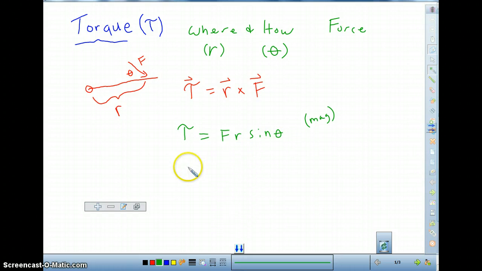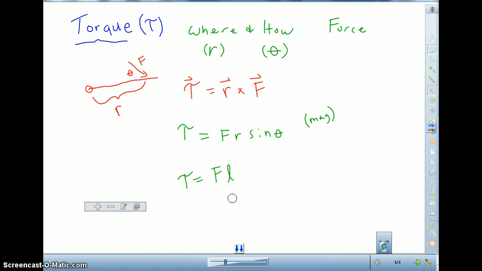There's another variation of this formula that says torque is equal to F times lever arm length L. I'm going to use a cursive looking L so we don't get it confused with another L later on in this chapter. And L is defined as the lever arm length. And through a few examples coming up with some diagrams, we'll describe what exactly that means. L is really just a part of this formula. L is defined as r sine theta.